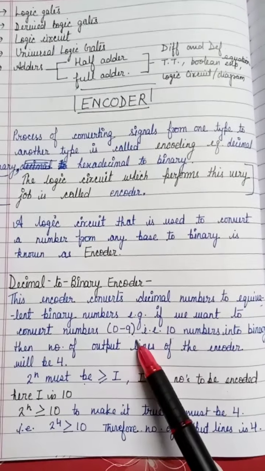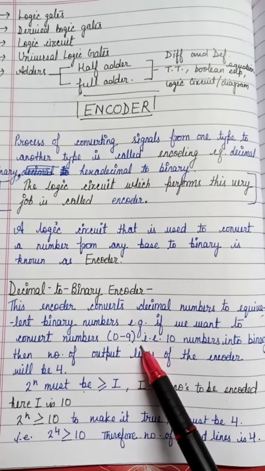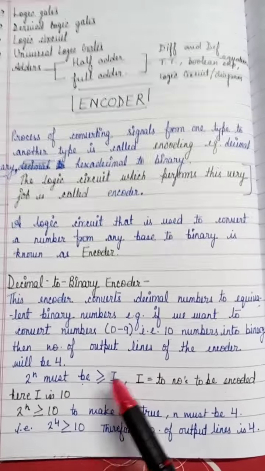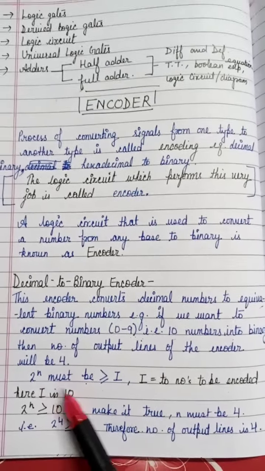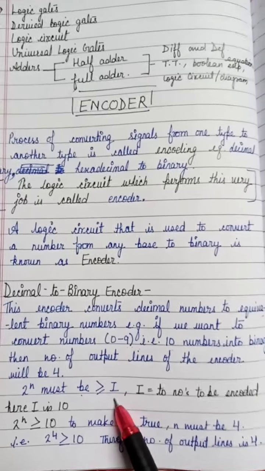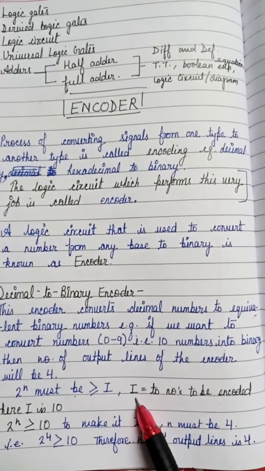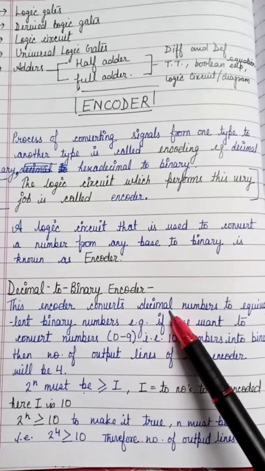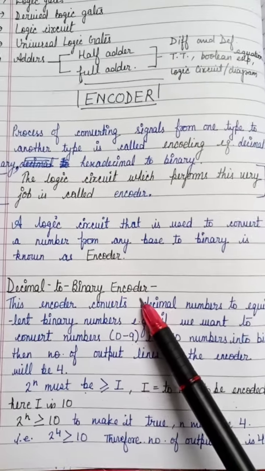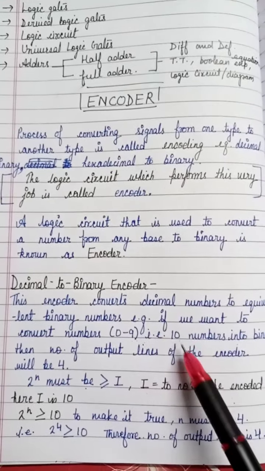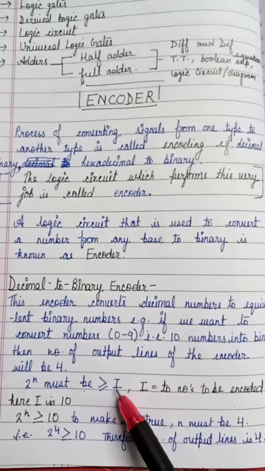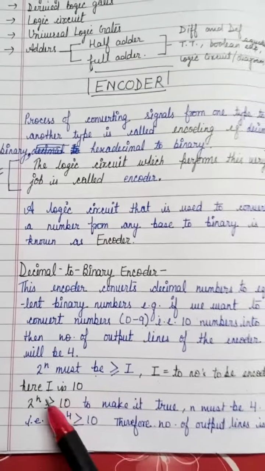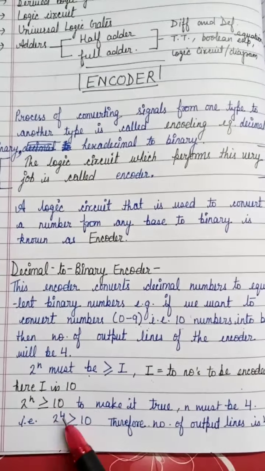Then how many output lines will be there? To make the logic circuit diagram, you must know how many output lines there will be. How to calculate? 2 to the power n must be greater than or equal to I. What is I? I is the total numbers to be encoded. In case of a decimal to binary encoder, the total numbers are 10, so the value of I is 10. So 2 to the power n must be greater than or equal to 10.